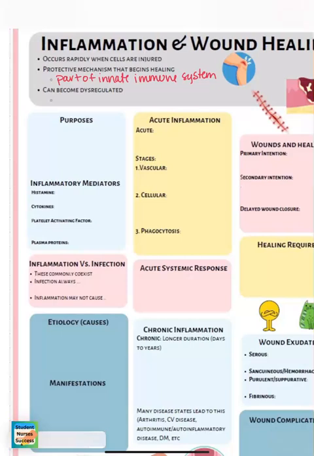Unfortunately, sometimes it can become dysregulated and lead to hypersensitivity or autoimmune responses. And these hypersensitivity reactions are actually excessive immune responses. We're actually going to cover those in a separate video because there's actually four hypersensitivity reactions that we want to talk about.